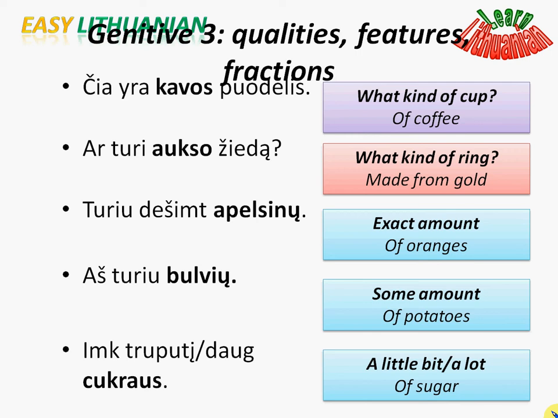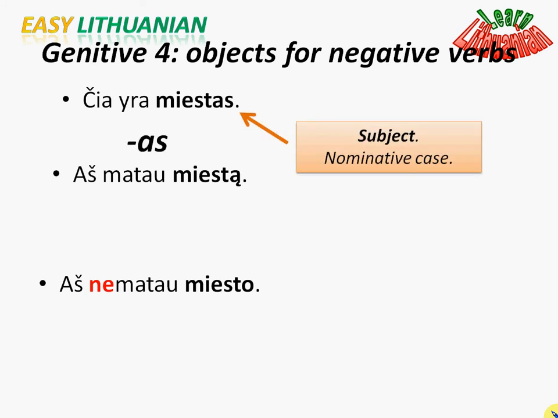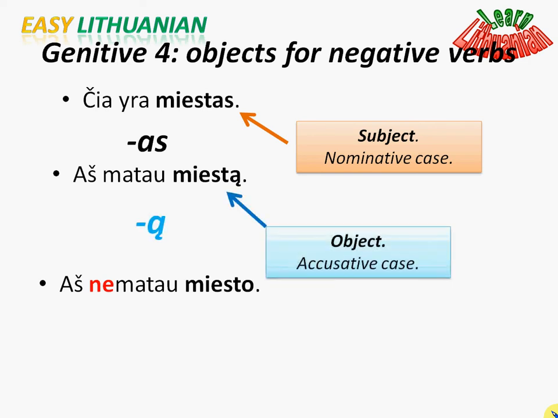The fourth usage is very important. Čia yra miestas. Here is the city. Subject, nominative case, simple sentence. Aš matau miestą. I see the city. It's accusative case, because most Lithuanian nouns require accusative case, objects in accusative case.